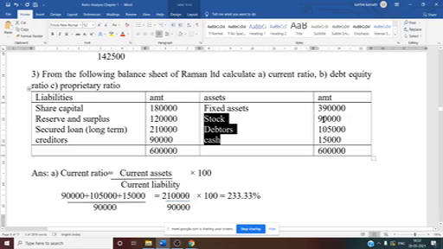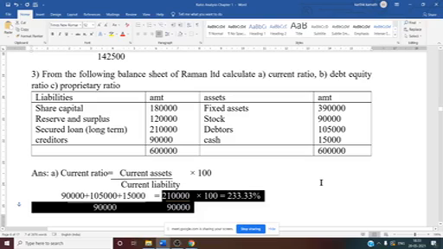Now denominator, current liability. Only one information here, current liability, creditor. So that creditor information we need to write in the denominator. Just you need to calculate the ratio. 2,10,000 divided by 90,000 into 100. Answer is 233.33%. Or else you can write that as 2.33:1. That is nothing but how you got 2.33:1: 233 divided by 100 you will get 2.33:1. In terms of ratio also you can express. That is regarding current ratio.